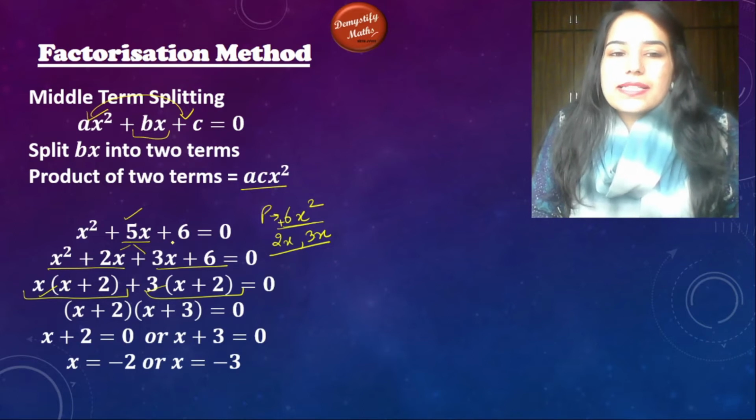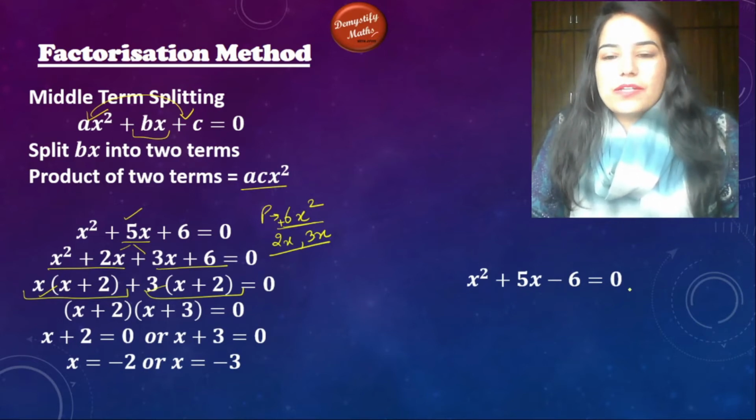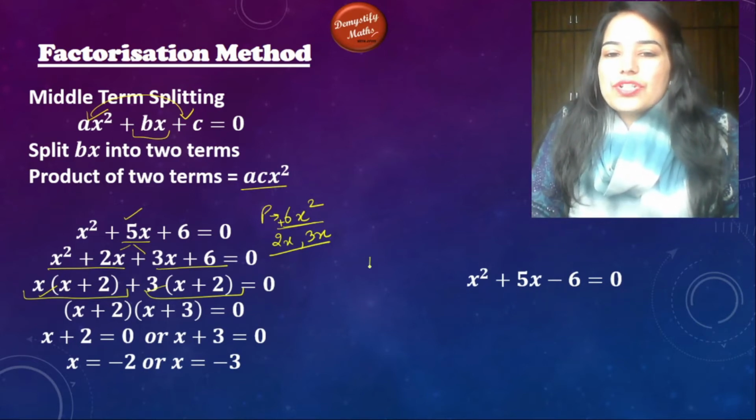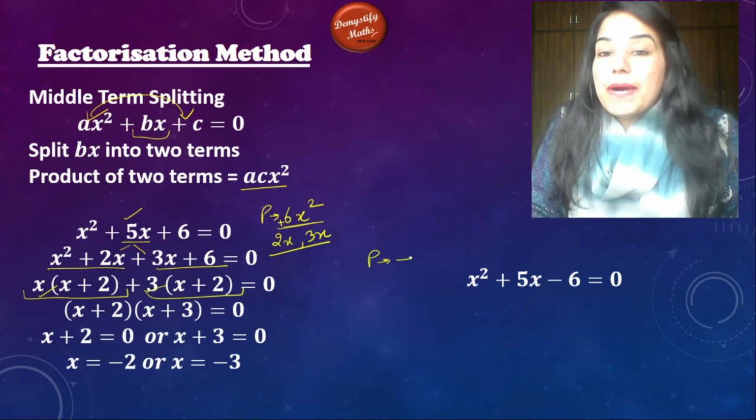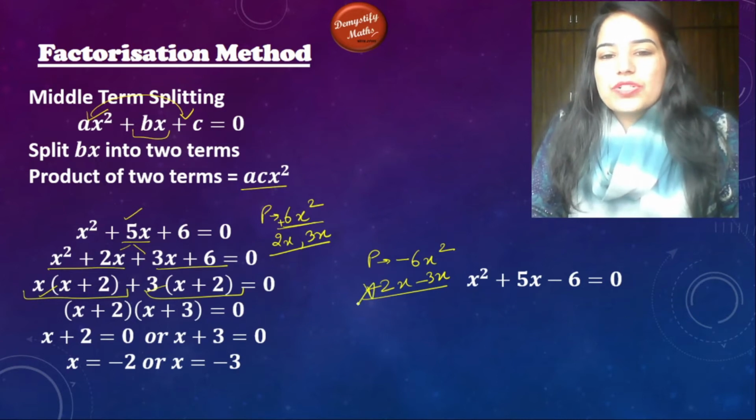Now let's take another example where instead of plus there is some minus sign also. So x square plus 5x minus 6 equals to 0. And if you pay attention here, the product here should be minus 6x square. So if I take 2x and 3x, that means one should be positive, one should be negative. But they will never add up to plus 5. That means this option is not working this time. So we have to think of other factors of minus 6.